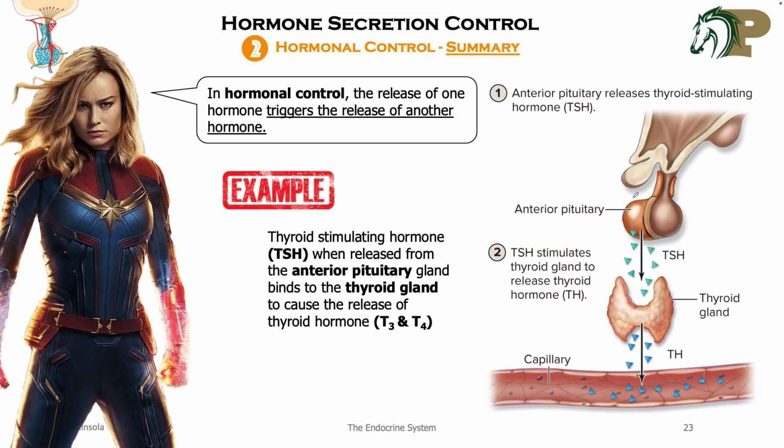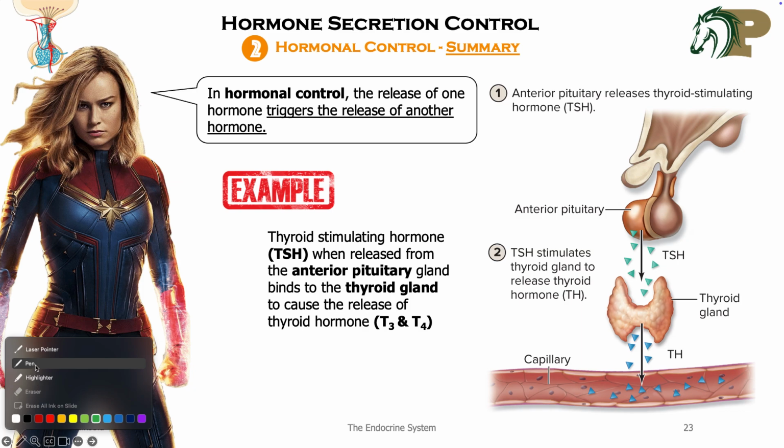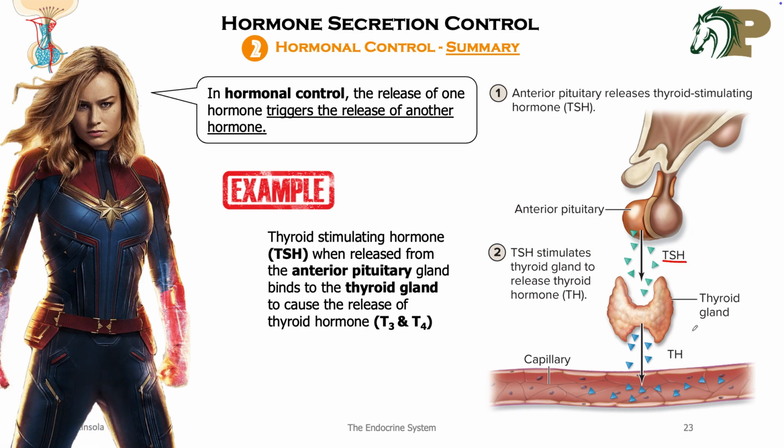So you see that over here, anterior pituitary. Let me get my pen over here. So anterior pituitary is releasing TSH. TSH makes its way to the thyroid gland. Thyroid gland releases thyroid hormone, otherwise known as T3 and T4. And that will make its way into the bloodstream, and then T3 and T4 can do their things. Okay.